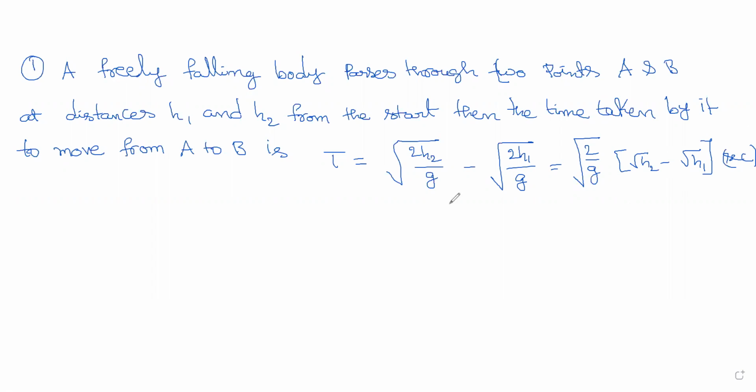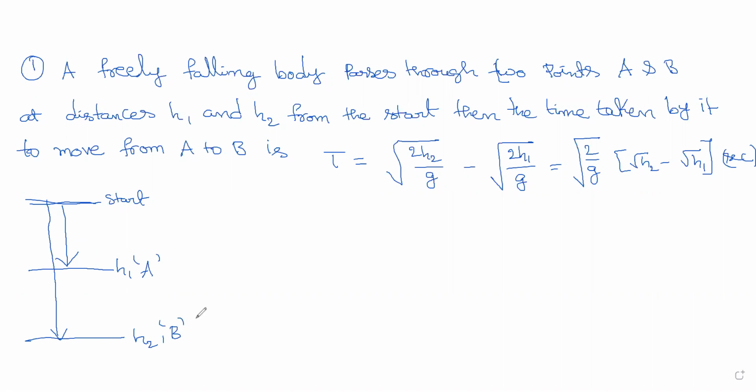This is what we have to solve. So how do we solve this? It is a very simple question. See, this is the top portion, so this is the start. This is the free fall condition. Now it has reached this point. Let us say this is H1, and from here to here, this is the point A. And this is the point B, at height H2.